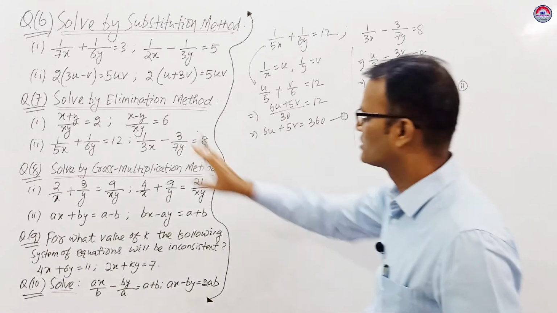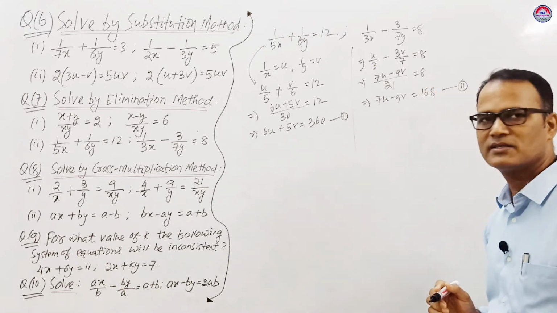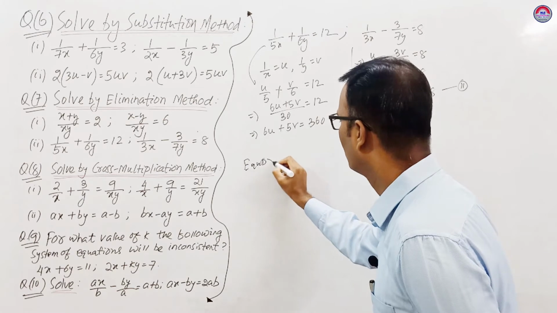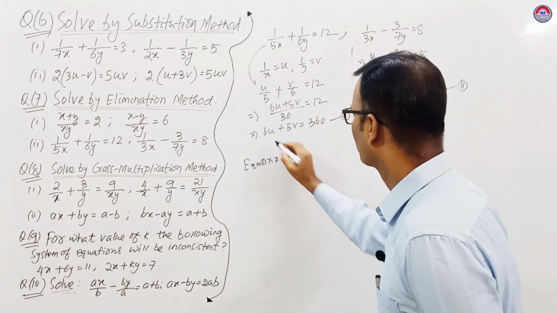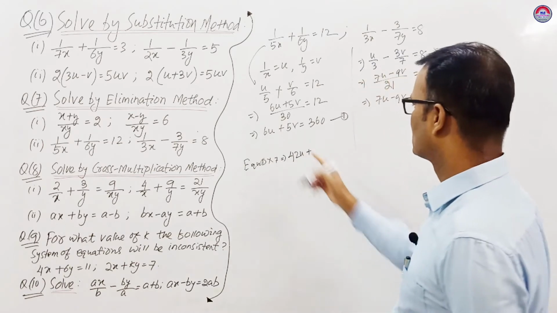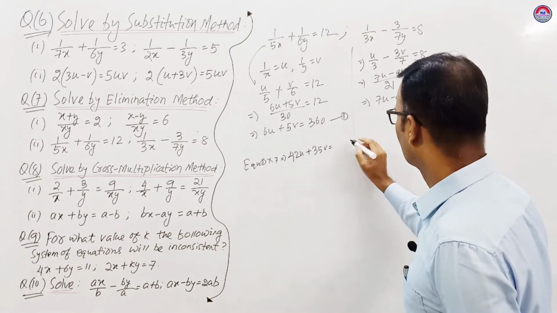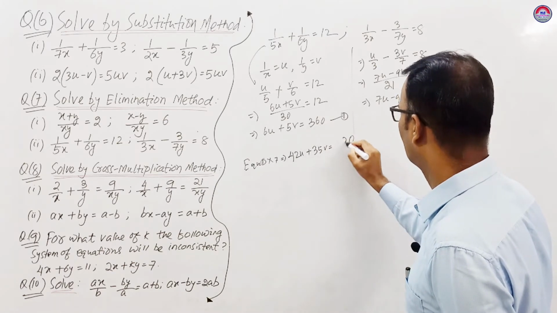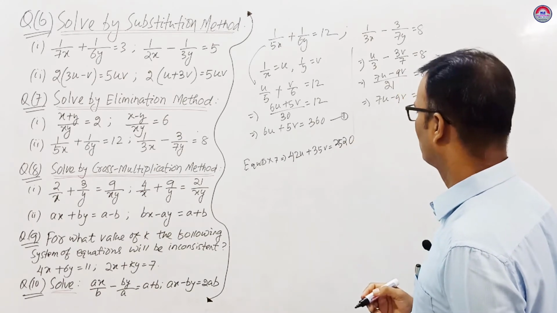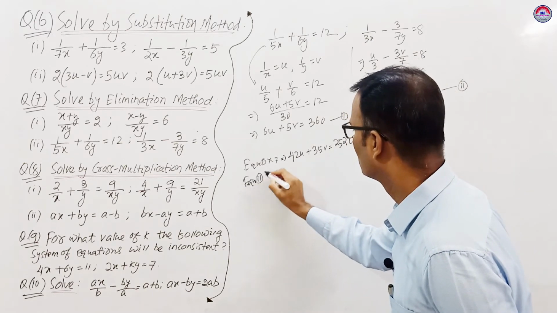We have to use the elimination method. The LCM of 6 and 7 is 42. So we can write equation 1 into 7. So it will be 42u plus 7 into 5, 35v, equals 7 into 360, which is 2520.